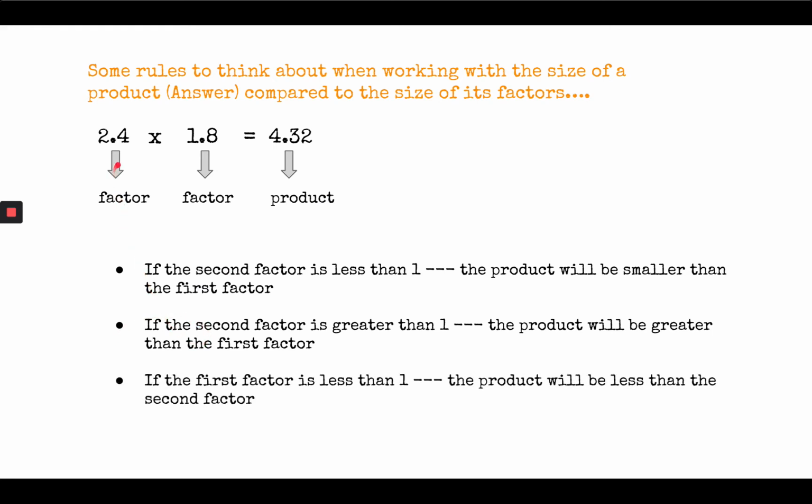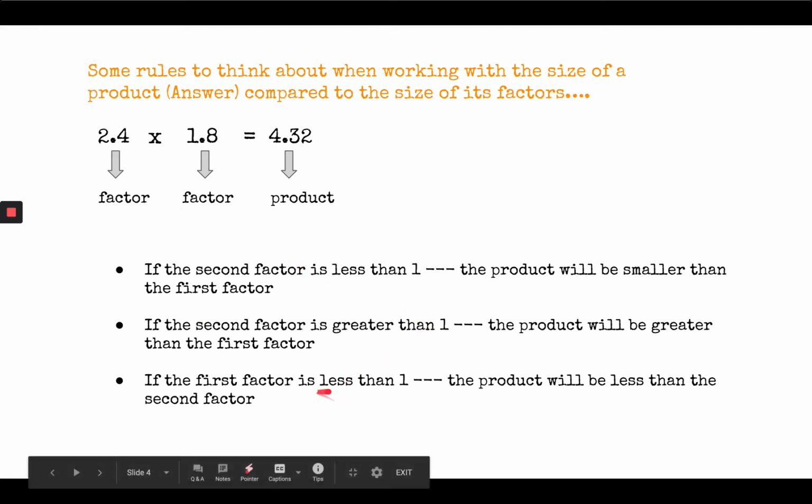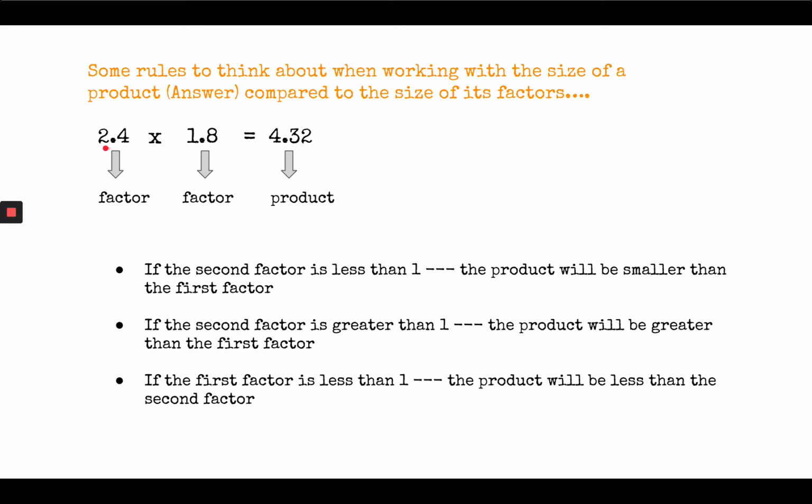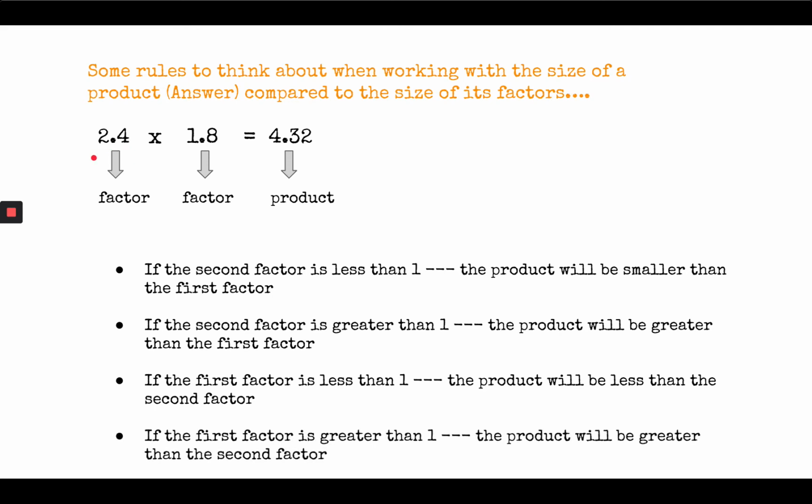If the first factor, right here, is less than 1, the product will be less than the second factor. Well, this is not less than 1, so we're not going to worry about that rule. But let's check out this fourth rule. If the first factor, this one again, is greater than 1, which it is, then the product will be greater than the second factor. So here you are, okay?